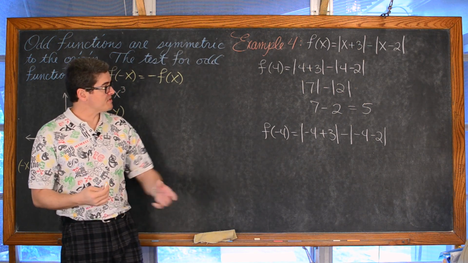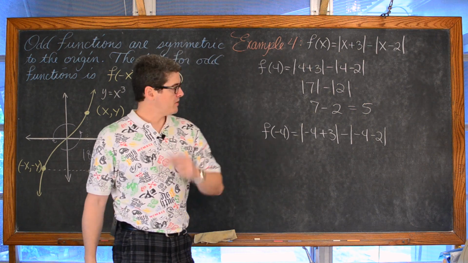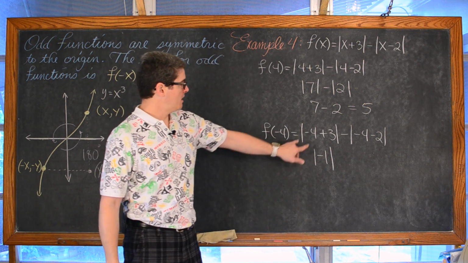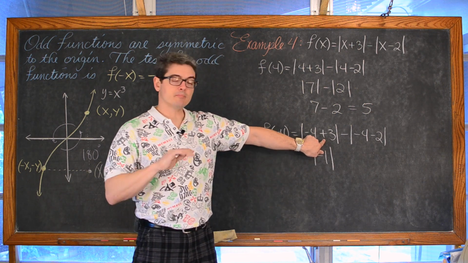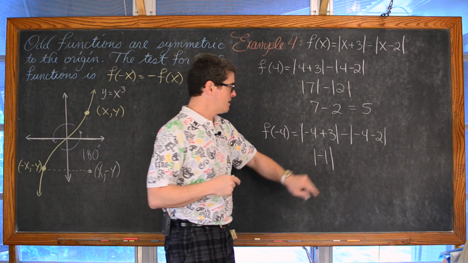When I plug in the opposite of 4, which is negative 4, we get the absolute value of negative 4 plus 3, which is the absolute value of negative 1. Again, there are two terms in here, so I'm not going to drop both of these negative signs and say that it's 4 plus 3 is 7. That is an incorrect statement.